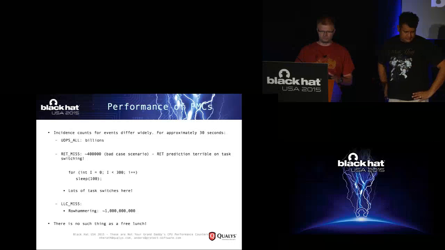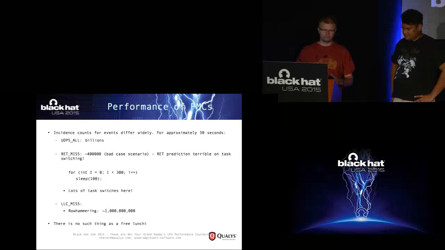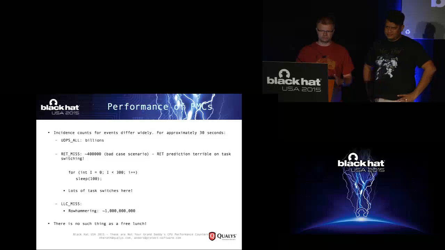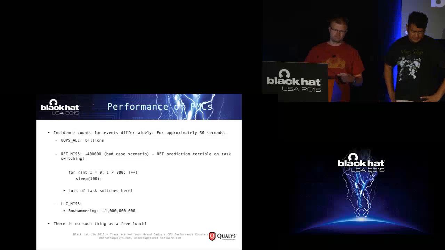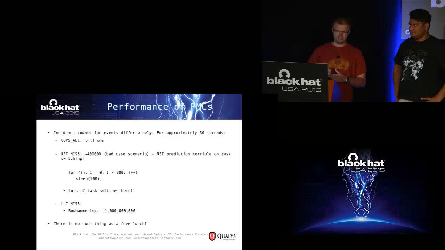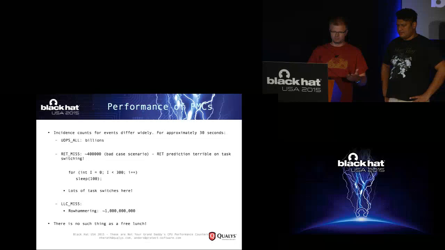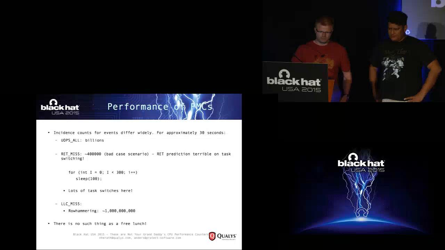And what we tested was a bad case scenario where we forced the CPU to do task switching. Task switching causes return misses because the internal shadow stack is invalidated when you switch to another task. Obviously, the list of returns that are supposed to be taken is no longer valid for the other task. So it's not too bad with return misses.